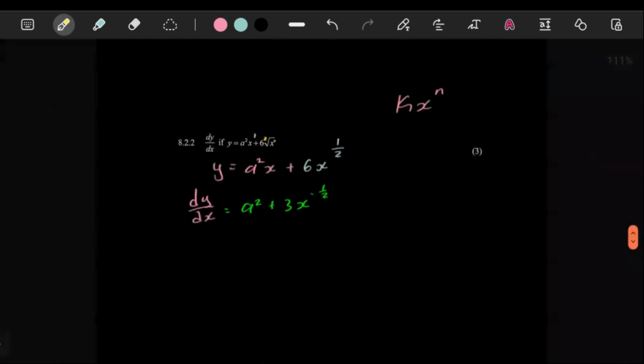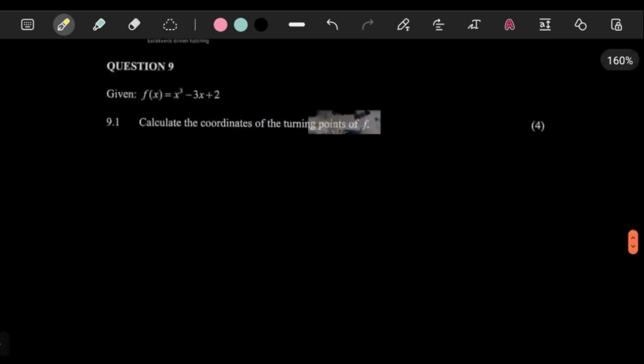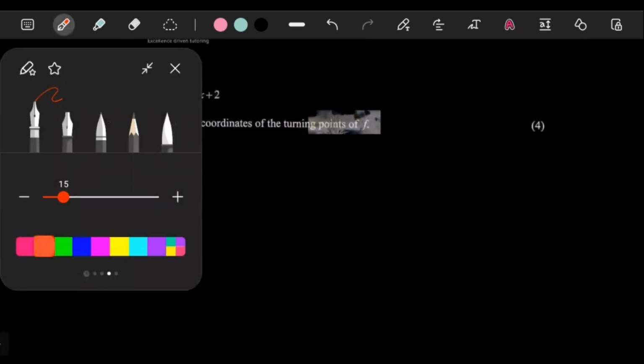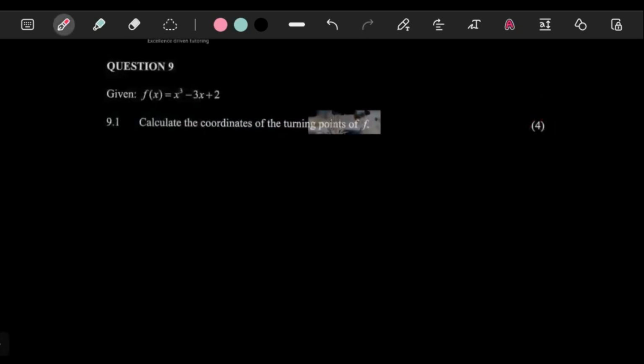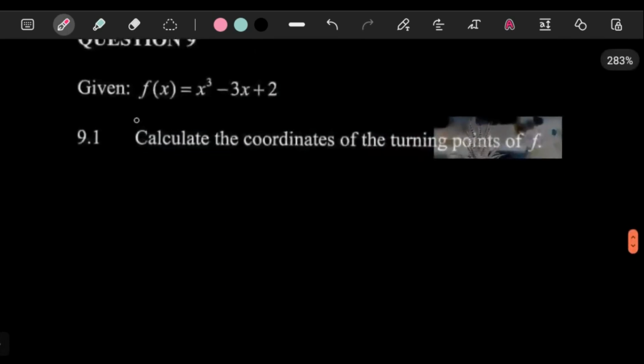So let's move on to question number 9. Question 9 is a calculus question. So let's go with it. 4 marks, they say, determine the coordinates of the turning point of f. f is just a normal cubic function. So a turning point, I mean, it's just the first derivative.